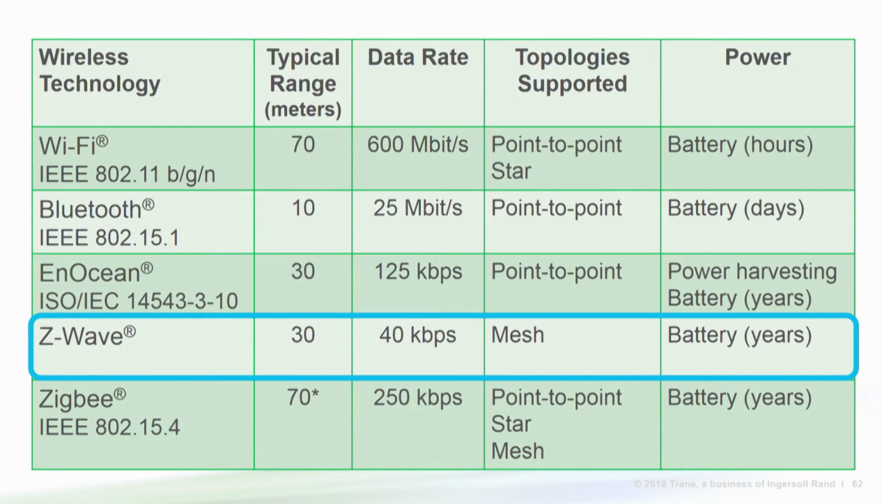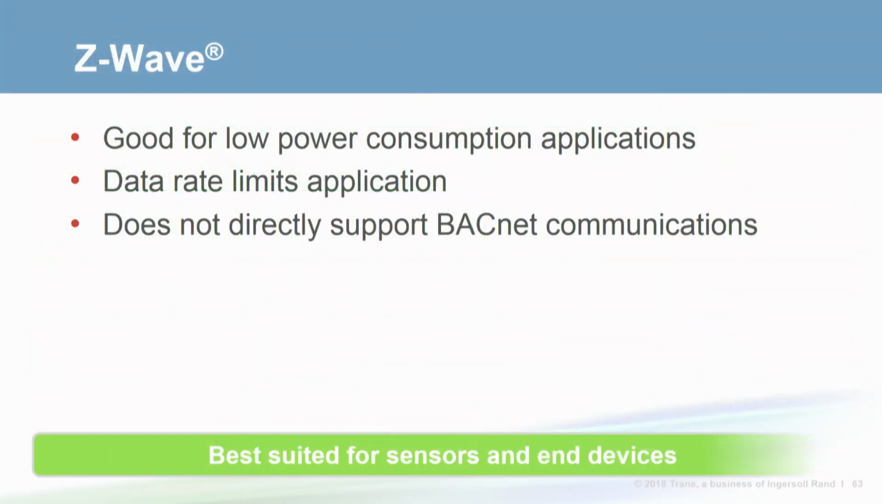Z-Wave technology supports wireless mesh and draws very little power, meaning that batteries can last for years. However, its lower data rate limits its application. So it's best suited for sensors and end devices, and also gets used in residential applications. Also note that Z-Wave does not support BACnet communications.